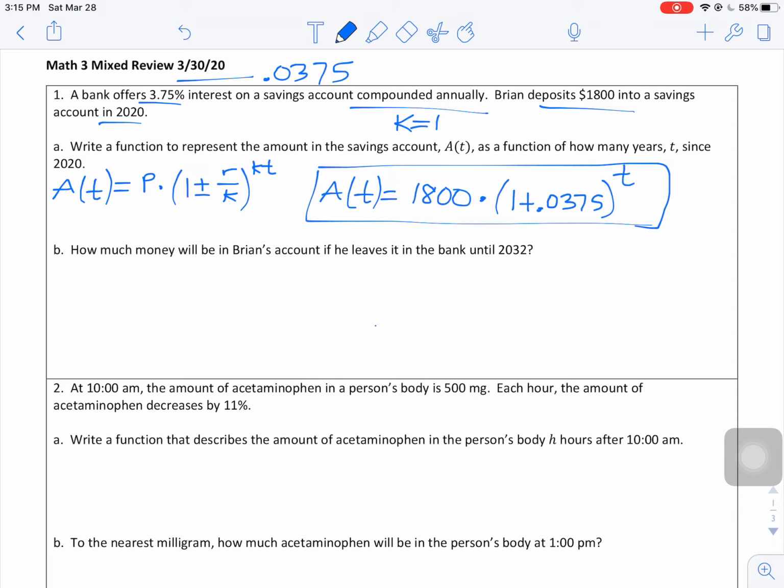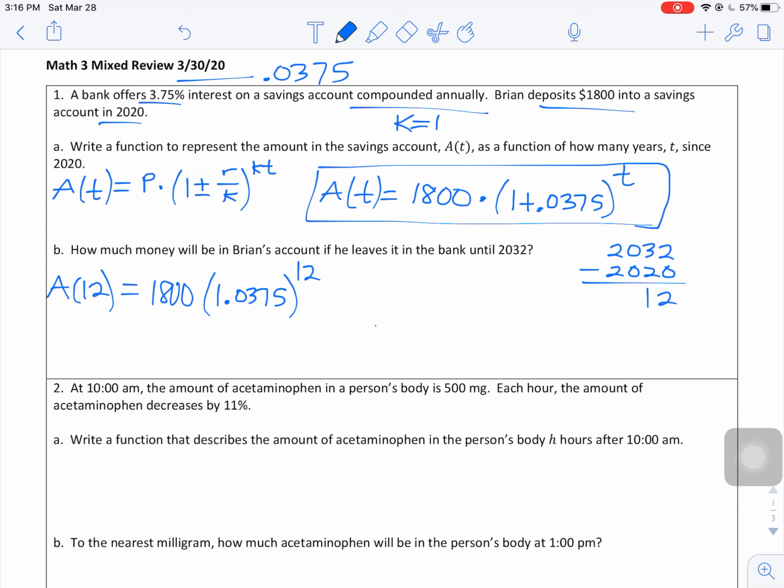Part B, how much money will be in Brian's account if he leaves it in the bank until 2032? So we just use our equation. T is the number of years since 2020, so we're doing 2032 minus 2020 to make sure we are using the right T value. So 12 years for T. A of 12 equals 1,800 times 1.0375, so I'm just adding the 1 plus the decimal, and then raised up to the 12th power.